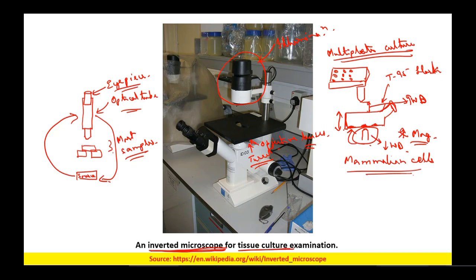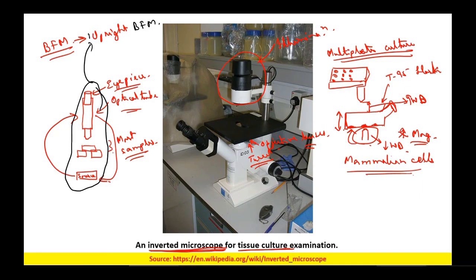So this is one of the important things. This is also a bright field microscope. Please remember, it is an inverted bright field microscope. So if I ask you to write a short note on bright field microscopy, you have to write about both: the upright, the original configuration, and the inverted microscope.